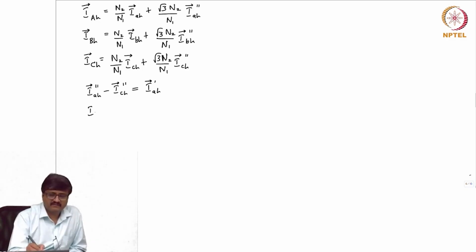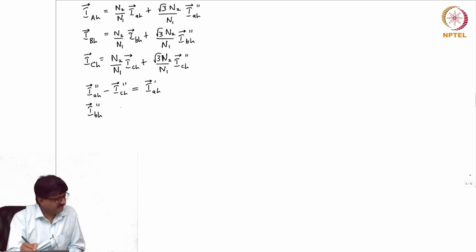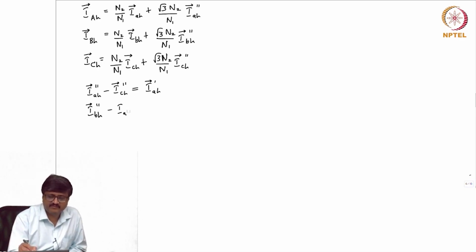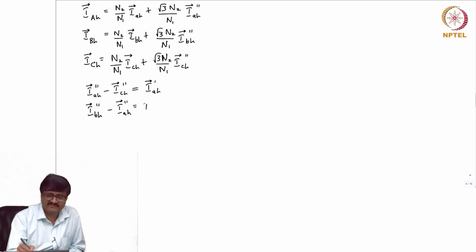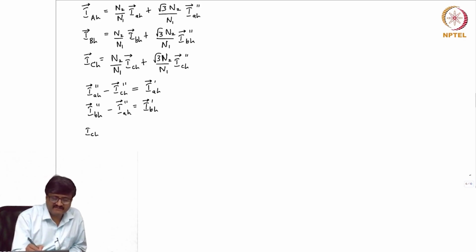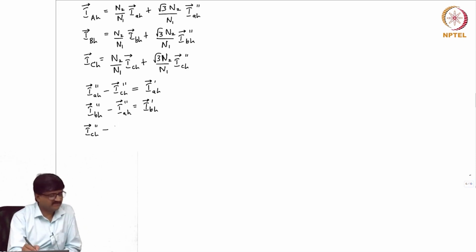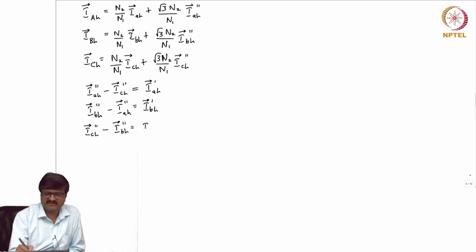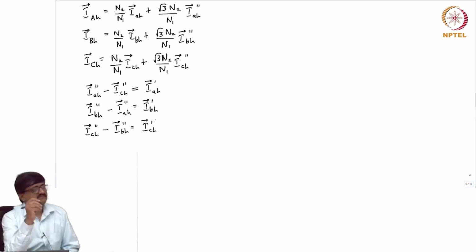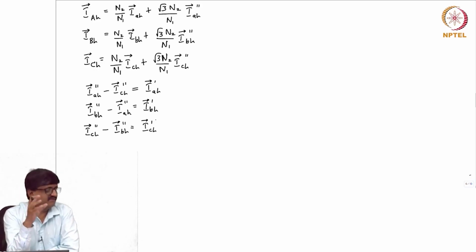Similarly, IBH double prime minus IAH double prime is equal to what? Equal to IBH prime. And ICH double prime minus IBH double prime is equal to ICH prime. So, these 3 equations are obtained by applying Kirchhoff's current law to the 3 terminals of the delta connected winding.